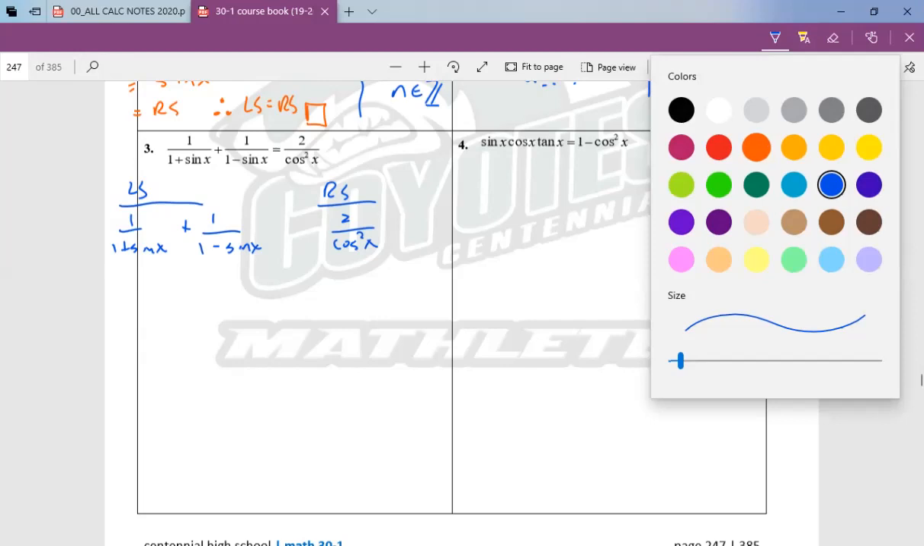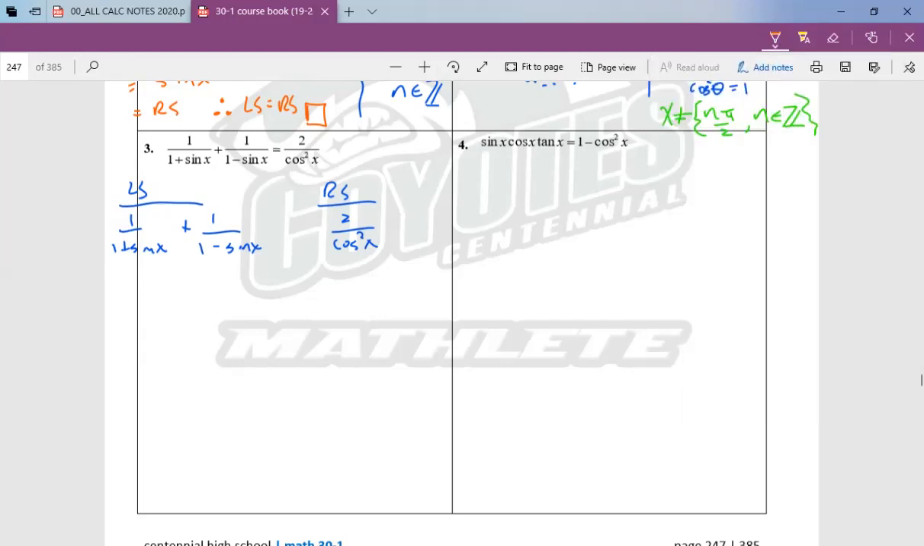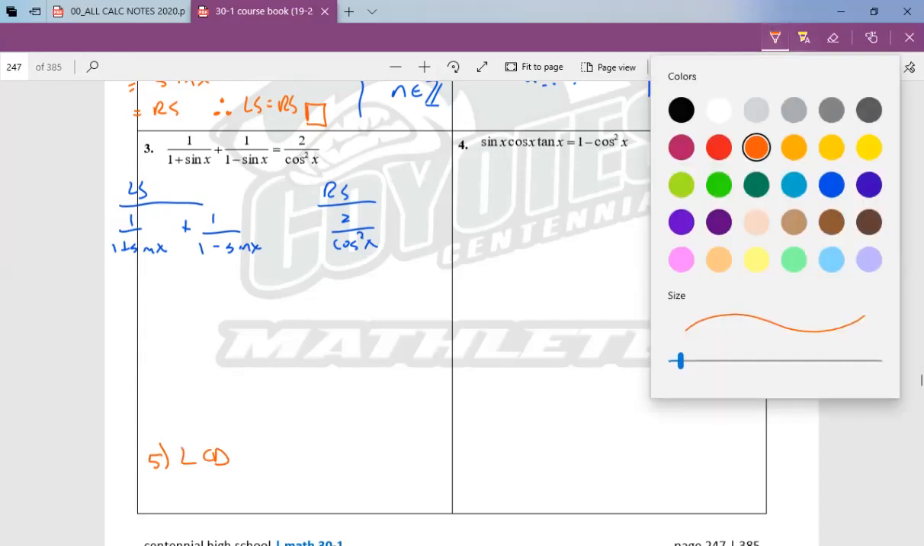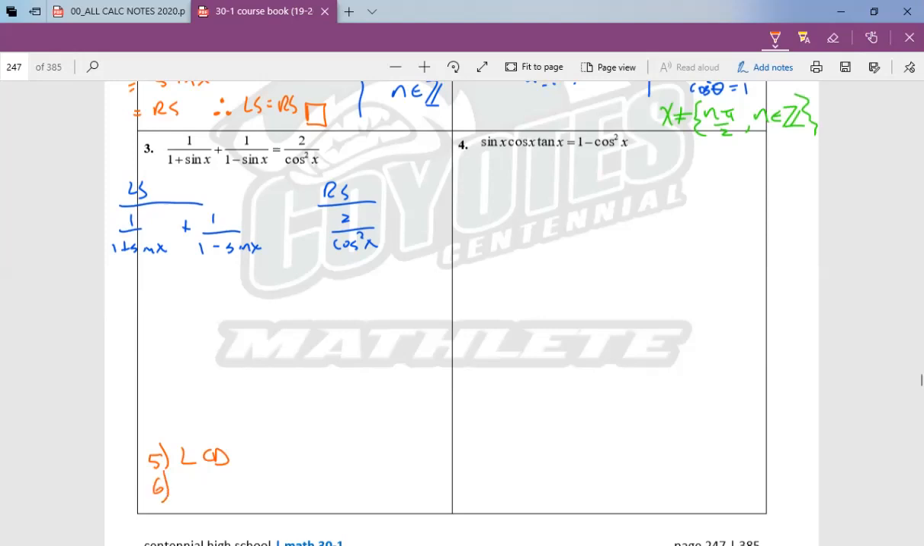Strategy number 5. So trig proof, strategy number 5, I'm going to write it down here. Number 5 is try to get a lowest common denominator. If we have two rational expressions that are adding or subtracting, try to mash them together by getting the lowest common denominator and expressing it as 1. We're also going to have strategy number 6 here. And 5 and 6 are kind of the same. We are going to look for conjugates.